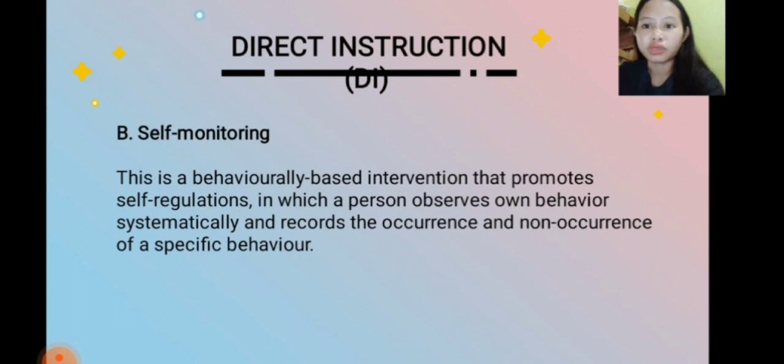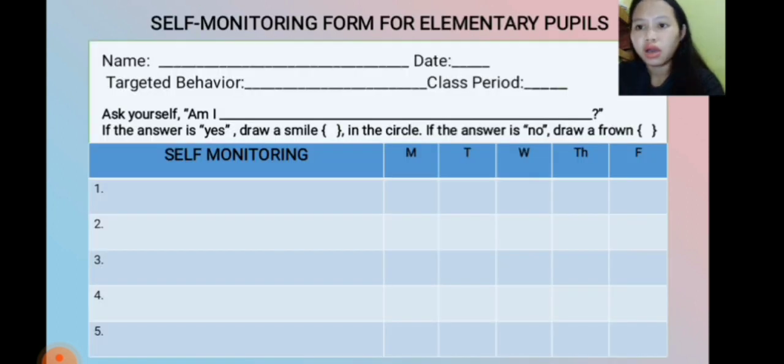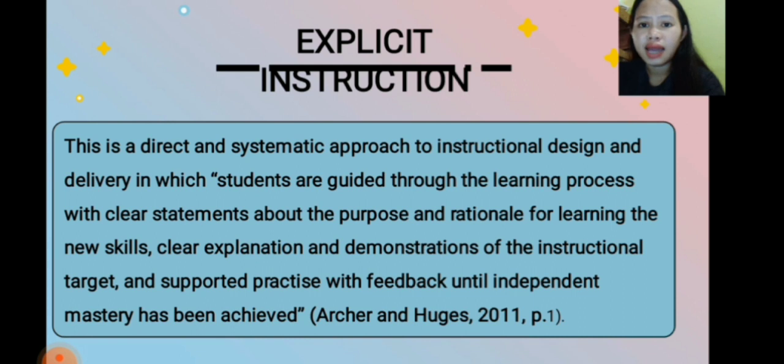We have self-monitoring. This is a behaviorally based intervention that promotes self-regulation in which a person observes their own behavior systematically and records the occurrence and non-occurrence of a specific behavior. By the way, this is the example of a self-monitoring form for elementary pupils. So that's it. Last approach, we have explicit instruction.